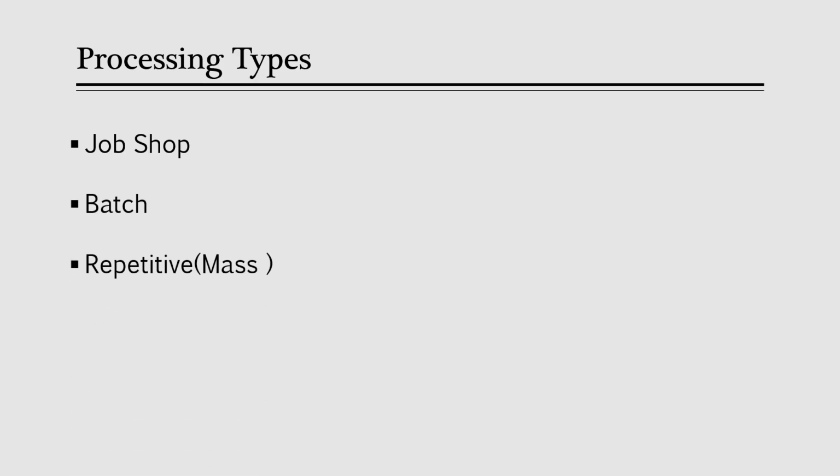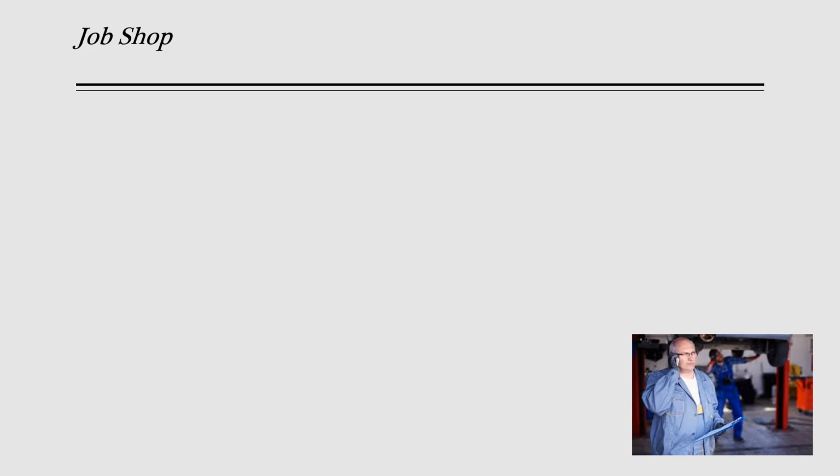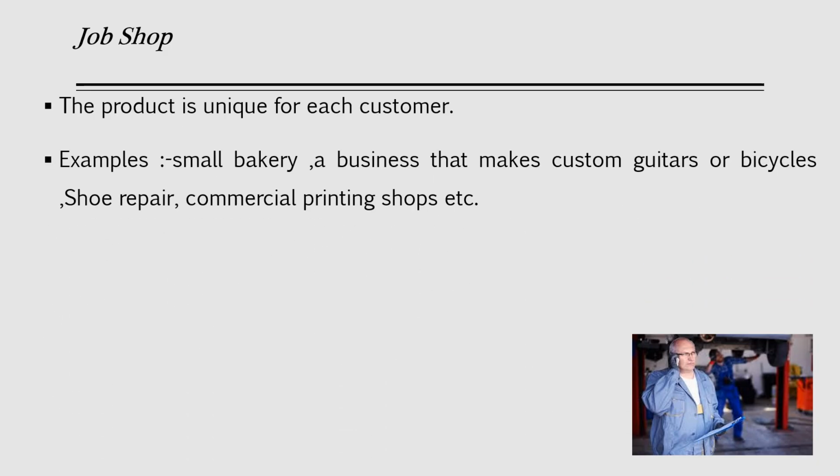There are 5 types of processing types: job shop, batch, repetitive or mass, continuous, and finally project. In job shop, the product is unique for each customer, such as a small bakery that produces beautiful custom wedding cakes or birthday cakes, or they may have pastries, different types of buns, etc. Or sometimes there may be businesses that make custom guitars or bicycles.